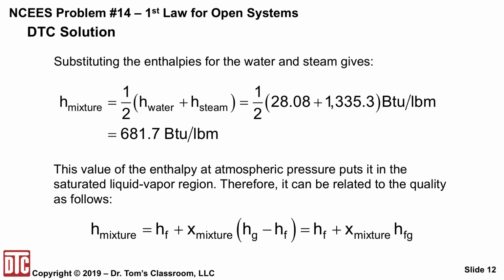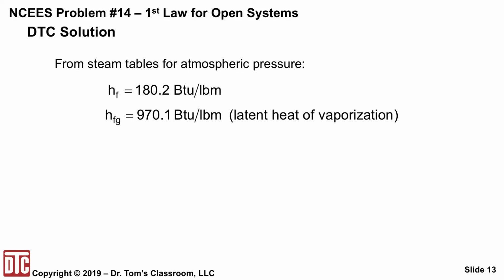Now this value for the enthalpy at atmospheric pressure puts it in the saturated liquid-vapor region, so there's a quality associated with this. The standard definition is h_f plus x, the quality, times h_g minus h_f, where h_g minus h_f is h_fg. Again, from the steam tables for atmospheric pressure, h_f is 180.2 and h_fg is 970.1 BTUs per pound mass. At atmospheric pressure, that's really the latent heat of vaporization to go from liquid to vapor.